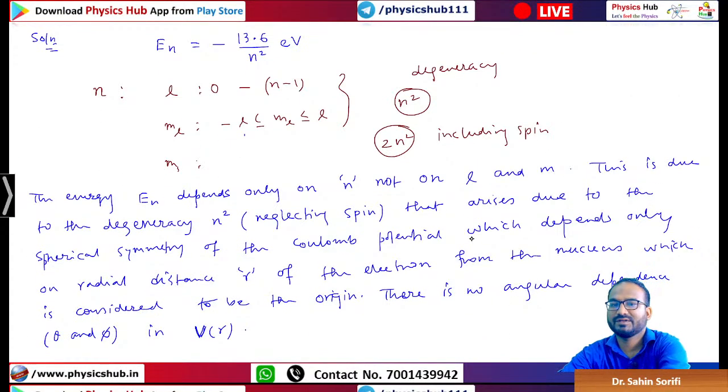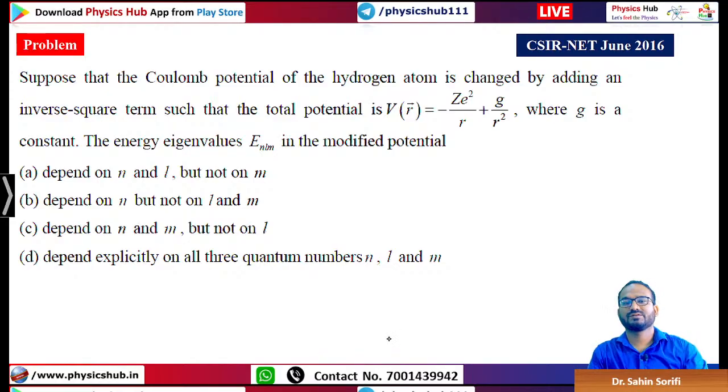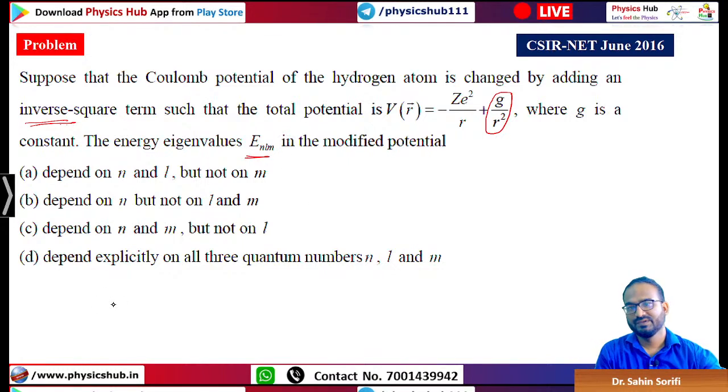Now there is a slight modification to this problem. That came in June 2016. Same question: suppose that the Coulomb potential of the hydrogen atom is changed by adding an inverse square term. So previously minus Ze square by r was there, now this extra term has been added, G by r square. G is a constant. The energy eigenvalues in the modified potential will be... When this G by r square was not there, it was only depending on n. Now if G by r square is added, what kind of changes it will have?